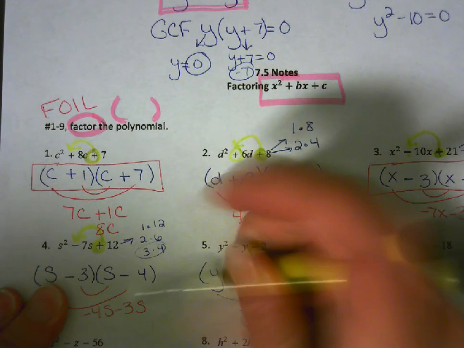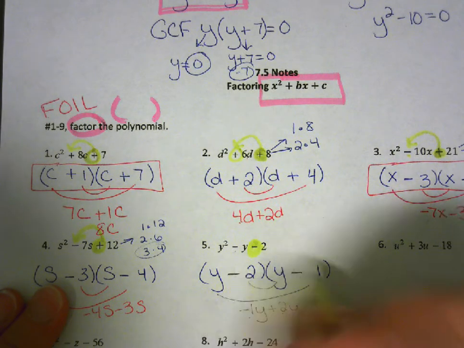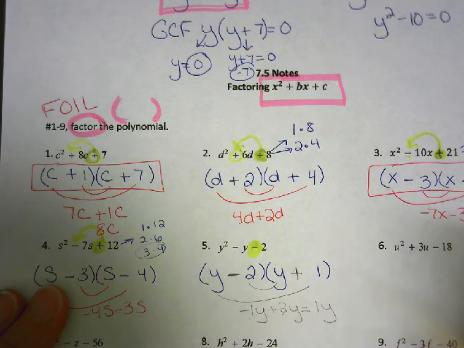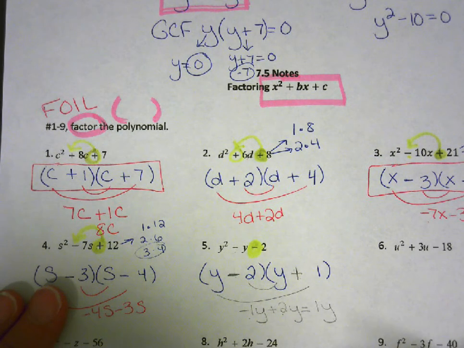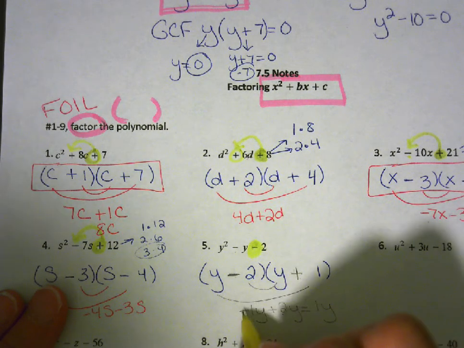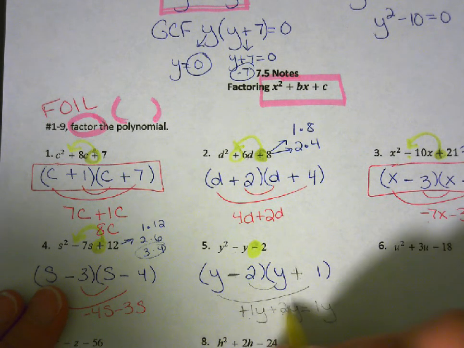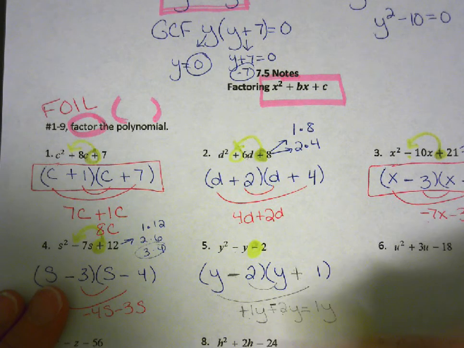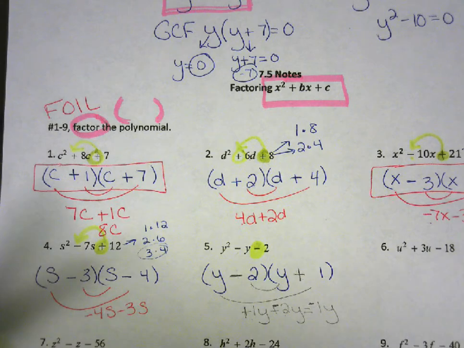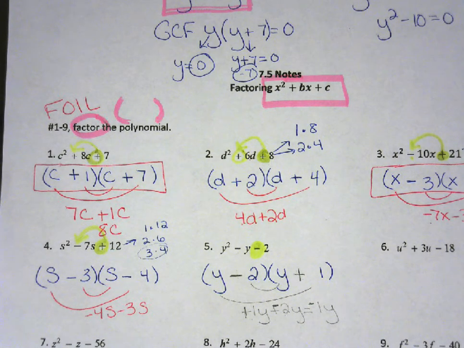So I want to make this one the subtraction and this one the addition. Because watch when I do my outers now. This would become a positive 1. This would become a negative 2, which makes a negative 1. So you really got to be careful in this particular situation because the symbols do make a difference.